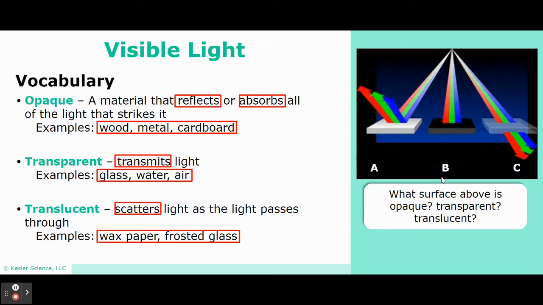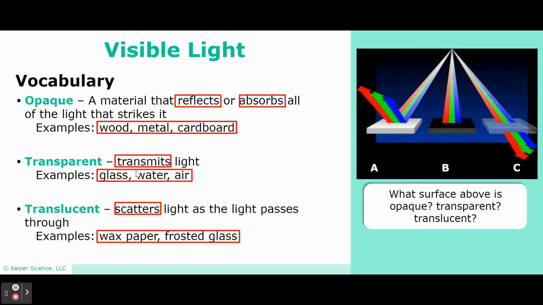So, opaque. The word opaque is a material that reflects or absorbs all of the light that it strikes. For example, we've got wood, metal, and cardboard. So actually letter B here is opaque because it's absorbing it, and actually A as well because it's reflecting it. So A and B are both opaque.